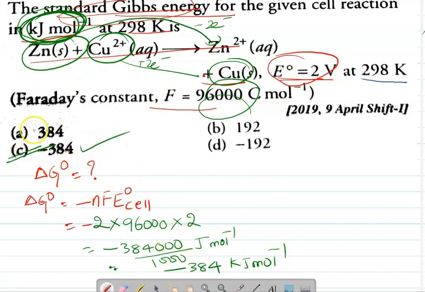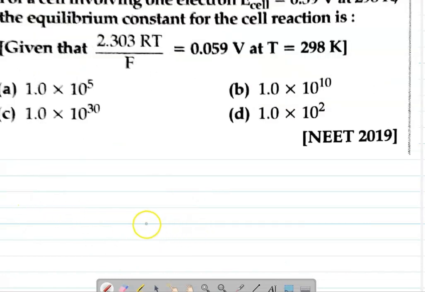Even plus 384 is also given as an option, so you need to remember that delta G is minus NF of the E naught cell. Very easy question, a direct question is being asked. So we'll take up the next one. Next question.